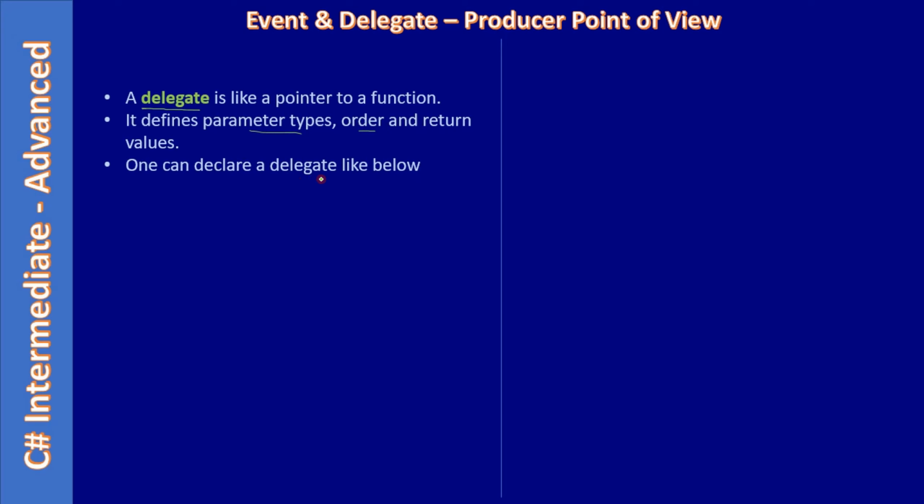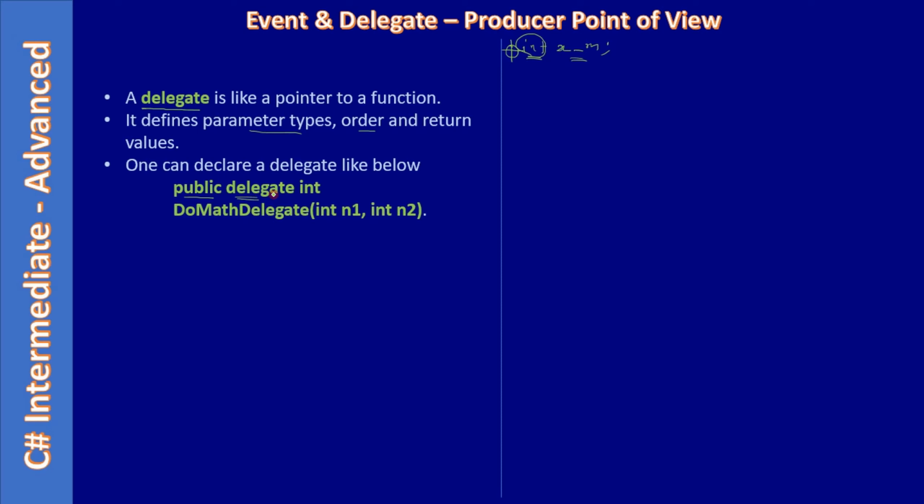One can declare a delegate like below: public delegate. So this is an access specifier for the delegate. Just like how you define a data member with the access specifier, the same way you will specify an access specifier for the delegate as well, because a delegate is also a type. Just like how you declare int xm, this will be the member and you specify its data type. Then you will specify its access specifier, private, public, protected, whatever it is. The same way, instead of int here, we have the delegate type, public.